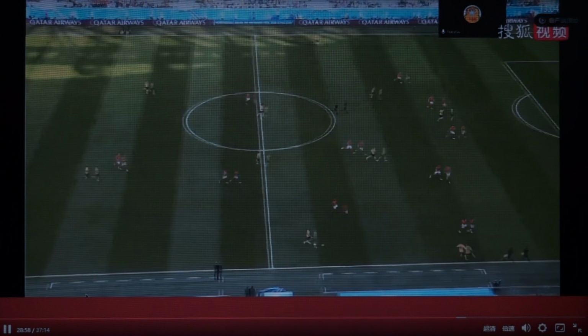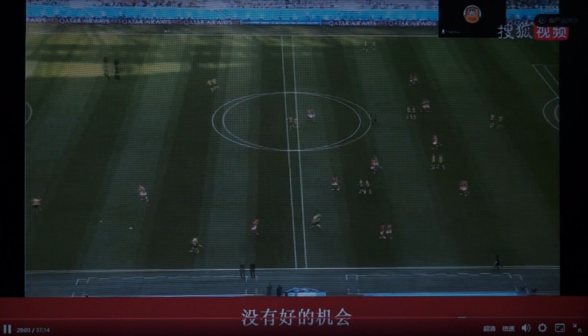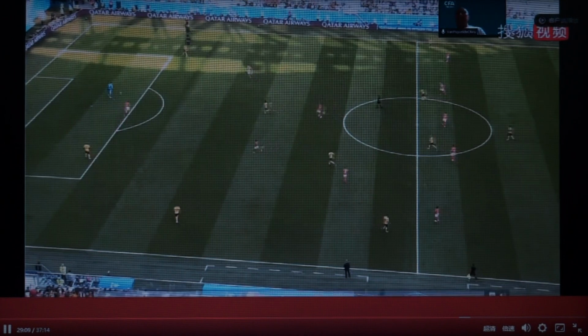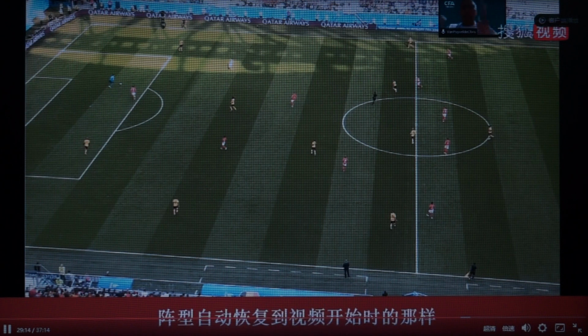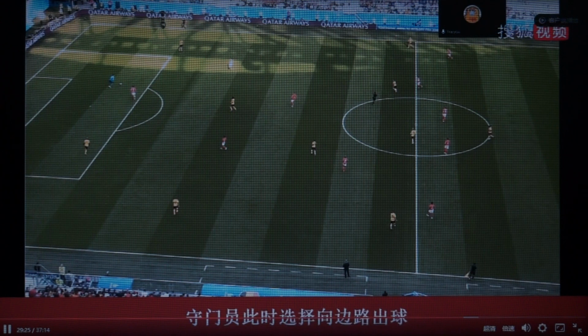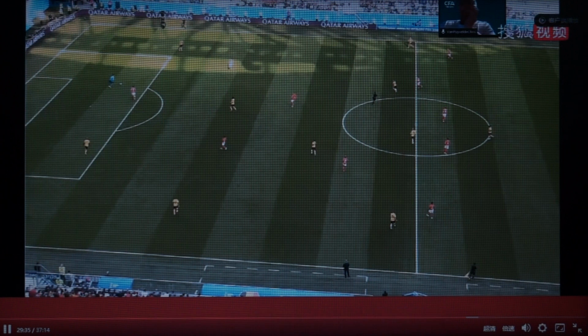We keep the ball. No possibility, so we start again. Automatically you see again the same start of play as we had before. Goalkeeper at the ball, 2 men on the side, strikers deep, and half spaces. But now the goalkeeper takes another decision and he is building up on the other side. We call this switch of play. Everybody can do this in the center.